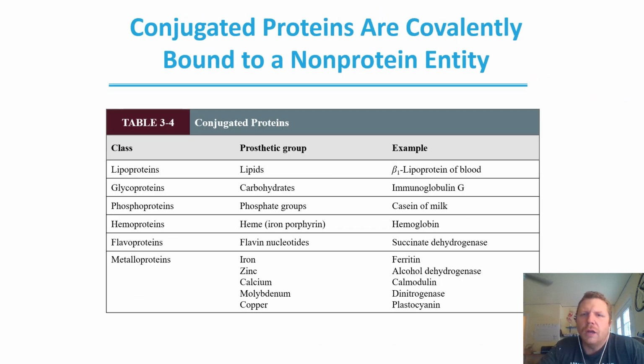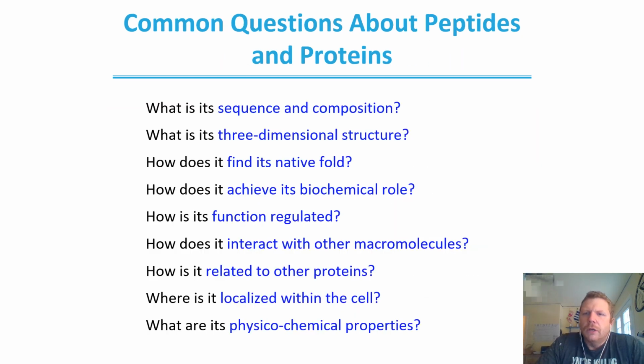Okay, so conjugated proteins are covalently bound to non-protein entities. For instance, lipoproteins and glycoproteins, which we'll talk about later on this semester. They're connected to lipids and carbohydrates, respectively. Carbohydrates serve as your mechanism for determining blood types. Metalloproteins are proteins that are almost permanently affixed to metal ions like iron, zinc, or calcium. And then we've got some examples of those.